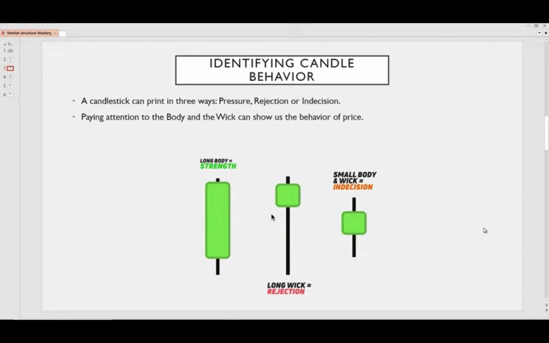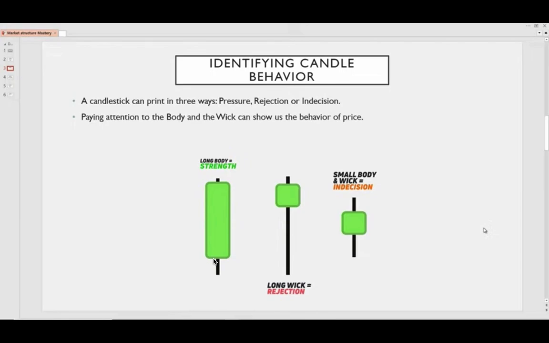Now, to identify candlestick behavior, we have three types: pressure, rejection and elevation. Here, this candlestick is a bullish engulfing candlestick. You can see that this is the open down here, this is the low down here, this is the body, this is the high, and this is where it closed, which means this candlestick has strength, like it's going up.